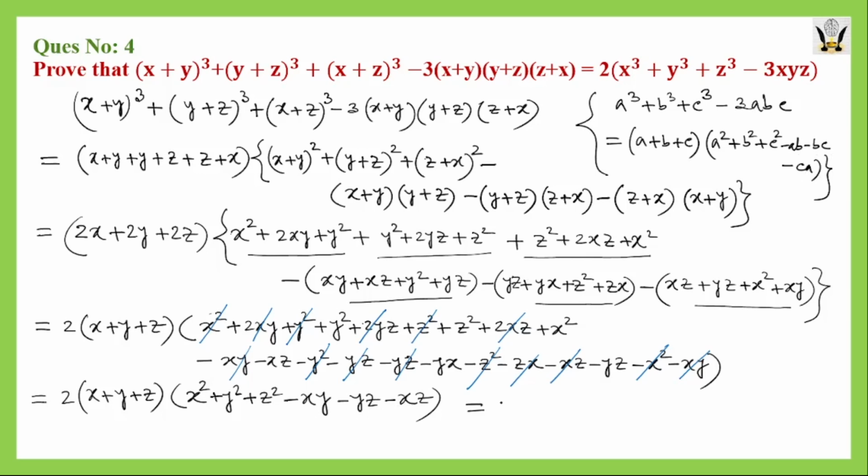So that can be written as 2, the constant, and then the formula of x cube plus y cube plus z cube minus 3xyz. Hence it is proved.